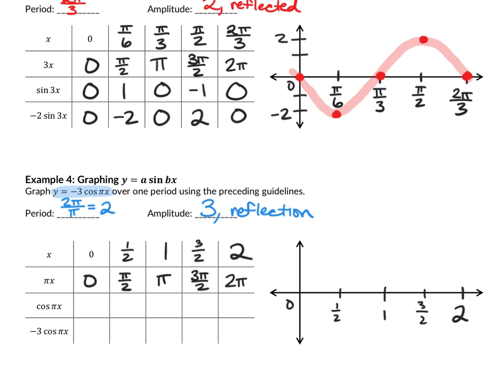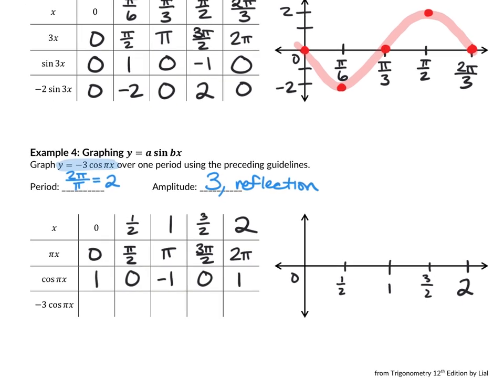For cosine, my quadrantal angles are cosine of 0, which is 1, cosine of pi/2, which is 0, cosine of pi, -1, cosine of 3 pi/2, 0, cosine of 2 pi, 1. Those are the quadrantal angles that we've known for a while, hopefully. But because this function has an amplitude of 3 and it is reflected, we're going to take those numbers and multiply them by -3, which means this is actually -3, 0, 3, 0, and -3.